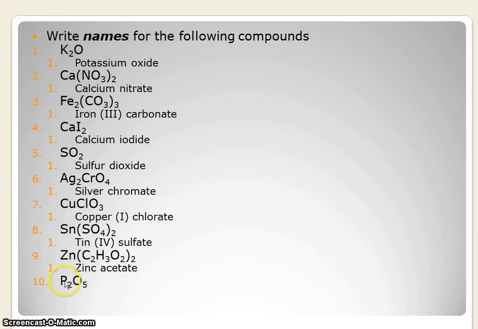And the last one, the first element is not a metal, so we know it's not ionic. It's a molecular compound, and we simply use the prefixes, in this case, diphosphorus pentoxide. So this is a good set of 10 compounds that cover almost all the rules that we have learned for naming compounds at this point.